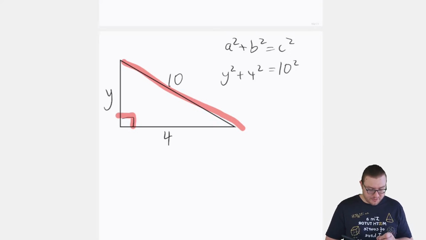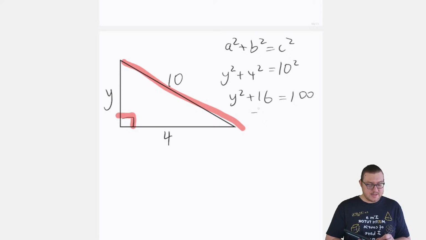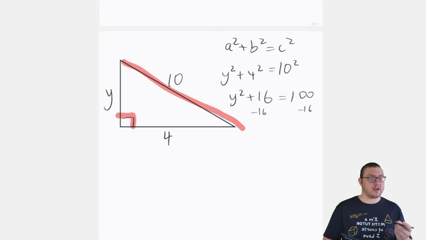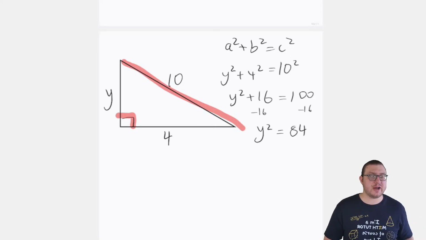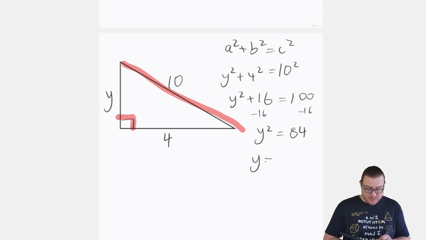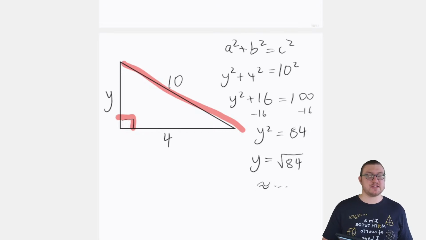Now, if we simplify this, we're going to get y squared plus 16 is equal to 100. And if we move -16 on both sides, remember solving equations, then we get y squared is equal to 84. Now, if we want to find y, we just need to do the square root. So we're going to get the square root of 84, and you can put this in the calculator and find what value this is. Just make sure you round it maybe to 1 decimal or 2, depending on the question, whatever makes sense to you in a real-life situation.